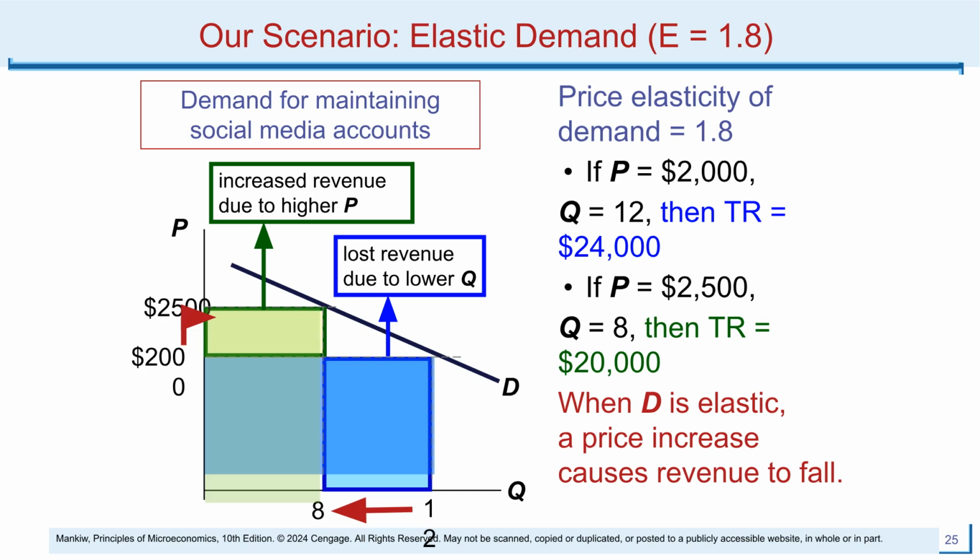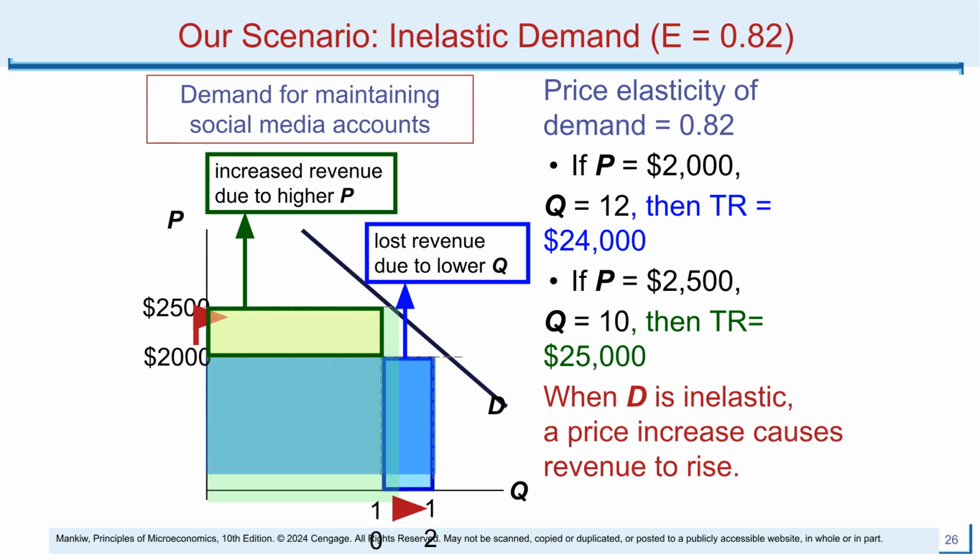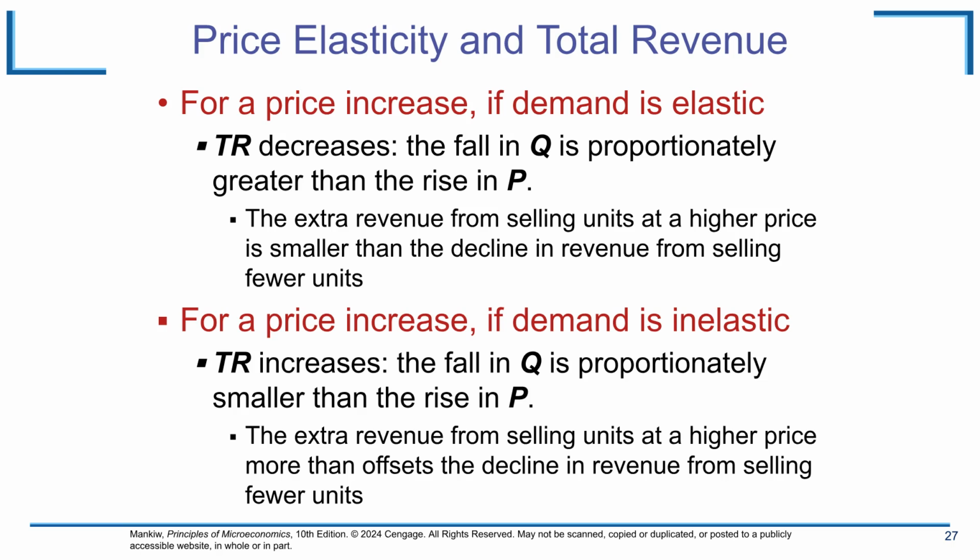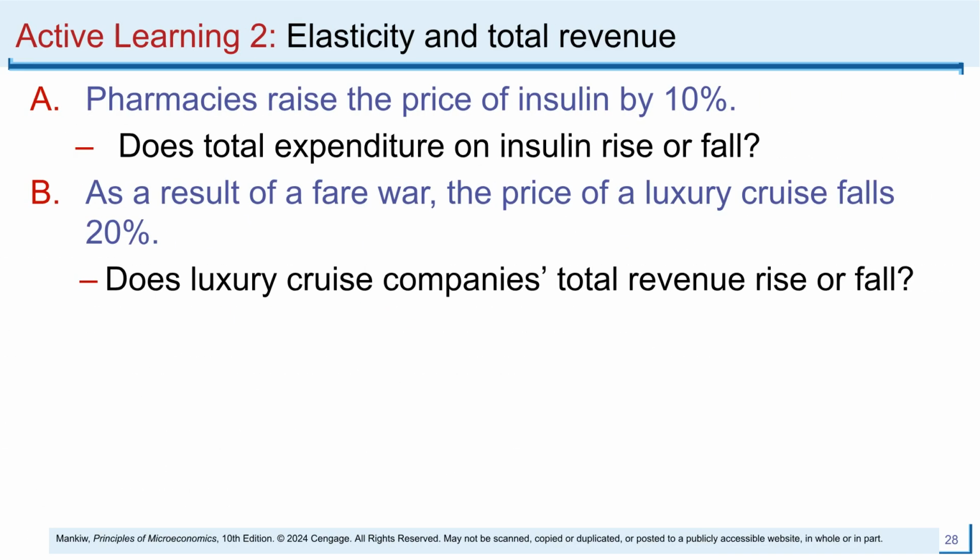When demand is elastic, a price increase reduces total revenue. This is because the decline in quantity sold outweighs the gain from charging a higher price. Conversely, when demand is inelastic, a price increase leads to higher total revenue. In this case, the gain from the higher price per unit more than offsets the loss from selling fewer units. In summary, if demand is inelastic, price and total revenue move together. If demand is elastic, they move in opposite directions. Let's apply these concepts. Consider pharmacies raising the price of insulin or a fare war causing luxury cruise prices to fall. How does this impact total expenditure or revenue?